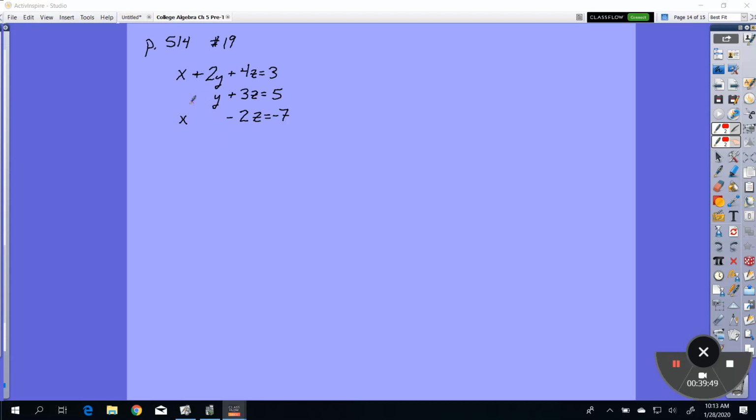So on this one, see how there's no x in the middle? I'm going to combine the top and the bottom to get rid of the x's, so multiply that by -1. So I have x plus 2y plus 4z equals 3. Negative x plus 2z equals positive 7. So I distributed that negative. The x's go away. I have 2y plus 6z equals 21. Make sure I multiplied that right. x plus 2y plus 4z equals 3. Negative x plus 2z positive 7. Oh, add those, not multiply. There we go. That looks better.